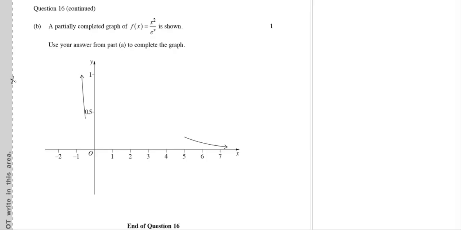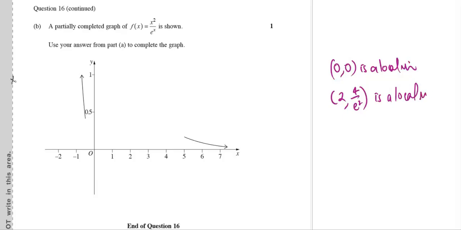Okay, question 16 continued. It says that a partially completed graph of f of x equals x squared on e to the x is shown. Use your answer from part A to complete the graph. Well, we know from before that (0, 0) is a local min, and we also know that (2, 4 on e squared) is a local max. It's worthwhile knowing the value of 4 on e squared. In the calculator, you can work out that it's approximately 0.54.